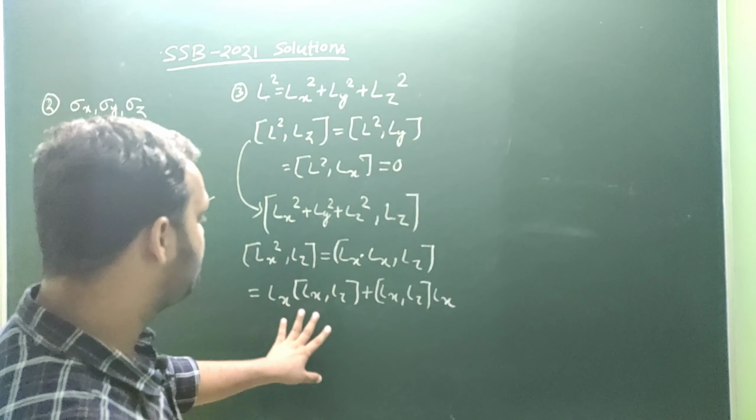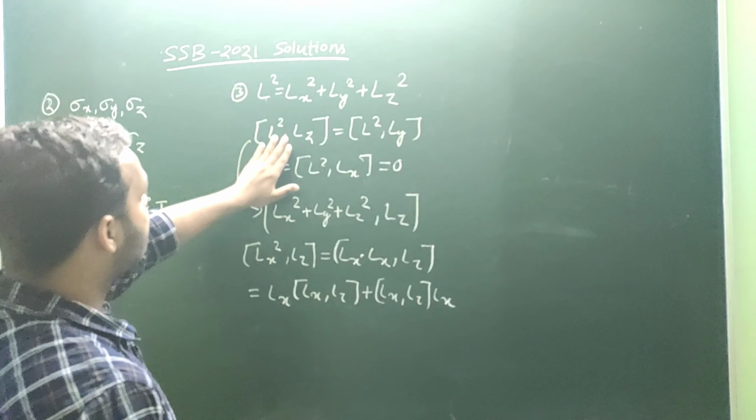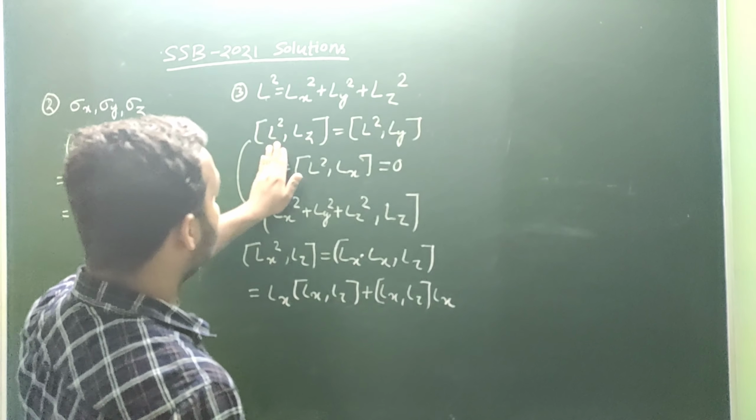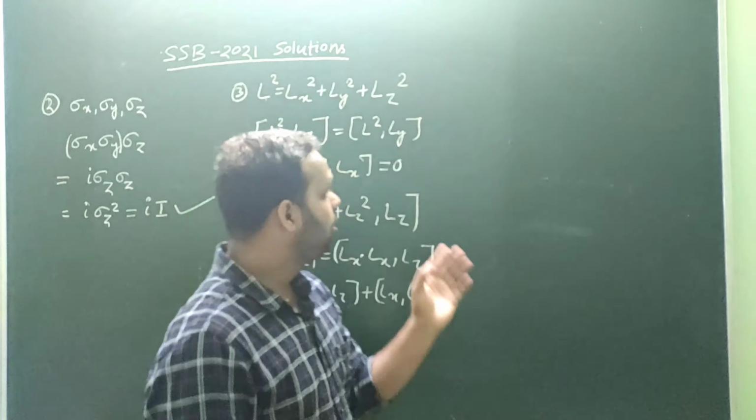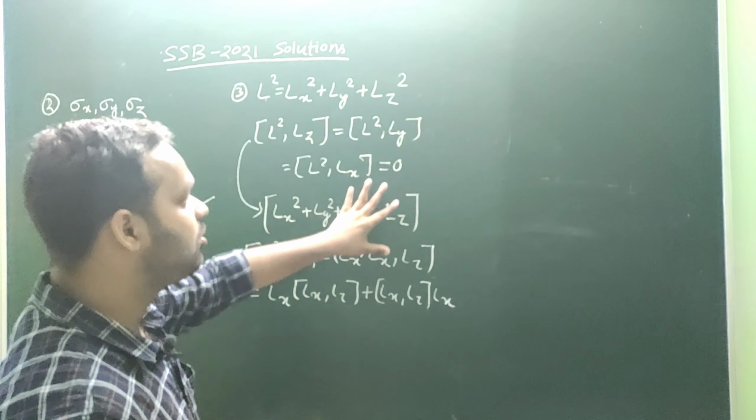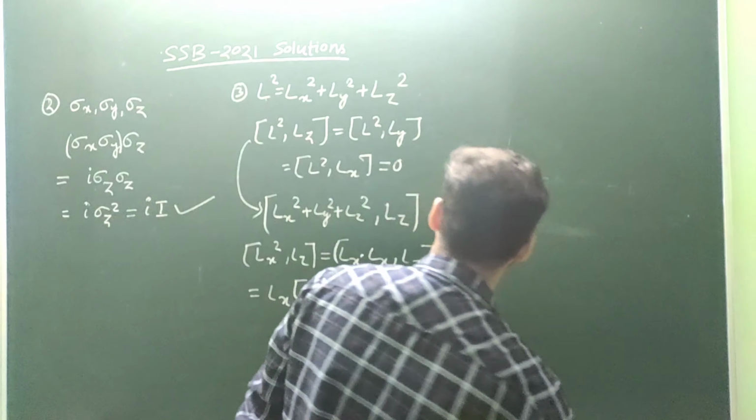You can do all this mathematics, but here I am telling you that the commutation of L square with any component of L will give you 0. This is a very basic property. You must have studied this, right?